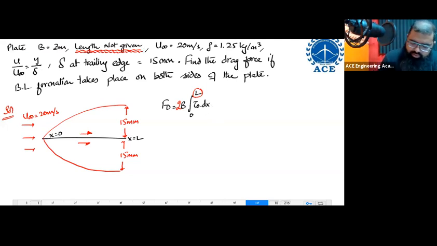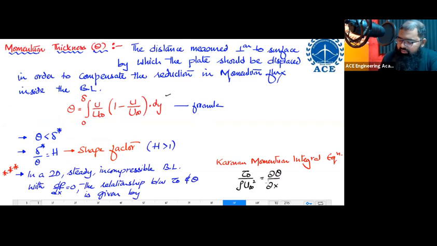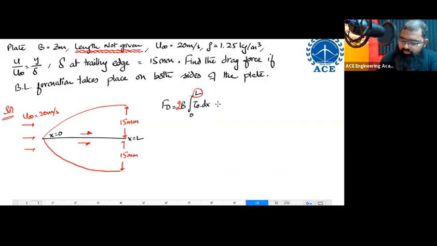Since I'm trapped over here, I have to think of eliminating this entire integral. 2b I know, 2b is equal to 2 times 3. Fine, I know that. I want to eliminate this entire integral. How do I eliminate it? Think of tau naught and dx. Look over here, tau naught and dx are present. If they are present, let me do one thing.